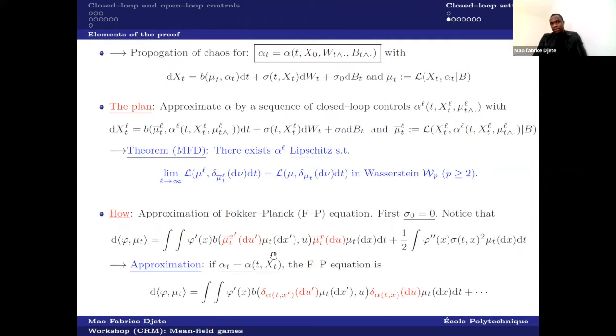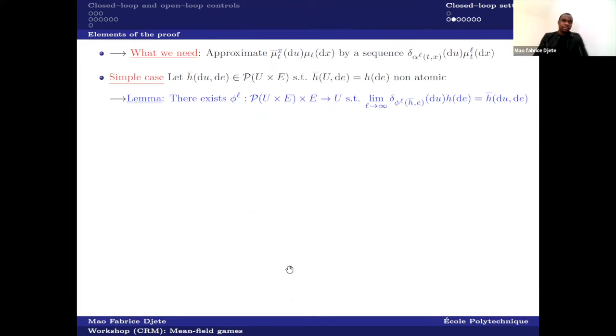So if you think about the case where the control is actually closed loop, the kernel will become a Dirac measure. So in some sense, I want to be able to approximate a distribution like this by a sequence of Dirac measures, to put it simply. And if you are comfortable with Young measures in a topological space, there is a well-known result about this type of thing when the measure is fixed. You take this kind of measure where the marginal over the space E is fixed and non-atomic. We have this kind of approximation.